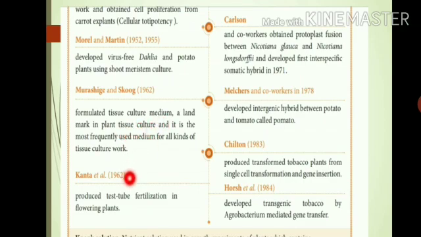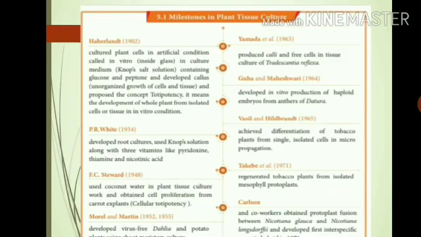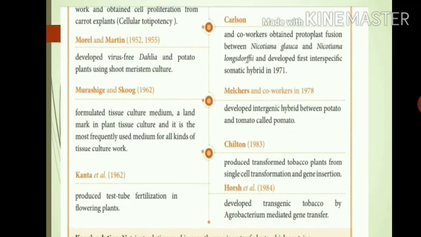Then next scientist was Kanta et al., in the year 1962. He and his workers produced test tube fertilization in flowering plants. You know what fertilization is? Fertilization is the process of fusion of male and female gametes in a test tube, especially in a flowering plant.